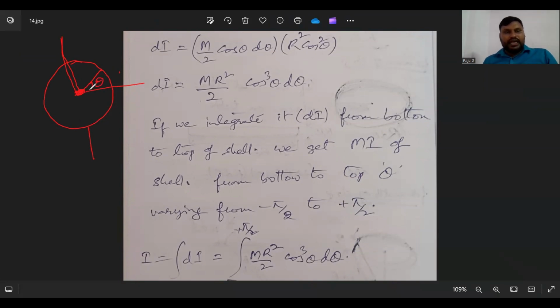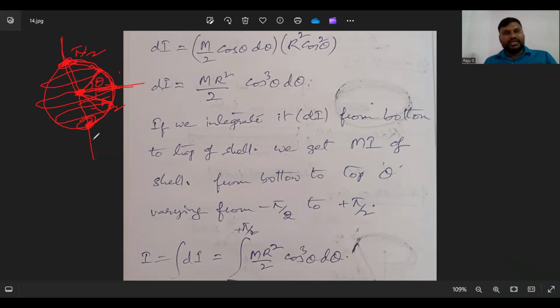And this angle is varying. When we consider the radius at this point, it is minus pi by 2, and it is decreasing in magnitude to minus pi by 3, minus pi by 4 and so on, down to 0. And then increasing to pi by 4, pi by 3, and pi by 2 here. So from here to here, if we integrate, at this point this is the strip, at this point this is the strip. So we are covering the entire shell.